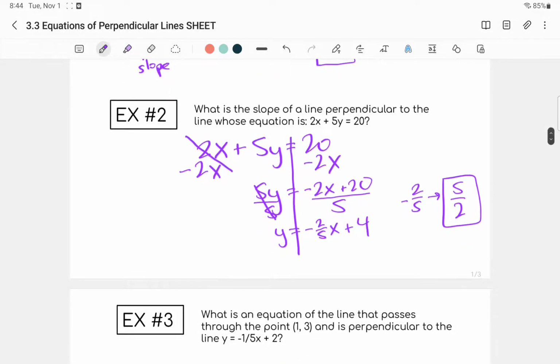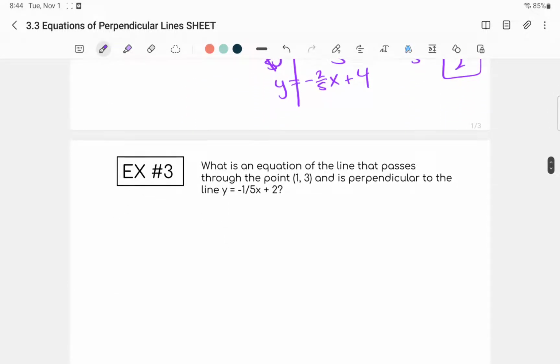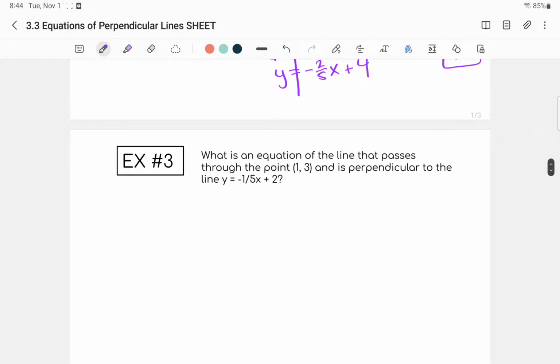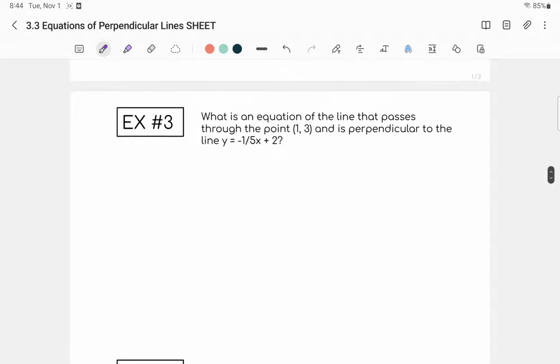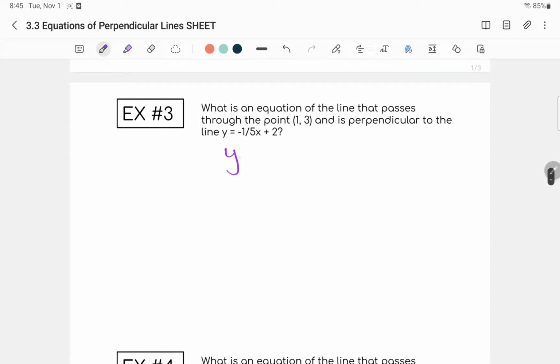So now, just like with the last lesson, we are going to make the equation. So first part is find the slope. Then we're going to find the equation that passes through a particular point. So first, let's write the original equation: y equals -1/5 x plus 2. Then I'm going to identify what my slope is going to be. Again, the opposite and the reciprocal. So negative 1/5 becomes positive 5 over 1, which we're going to write as 5.